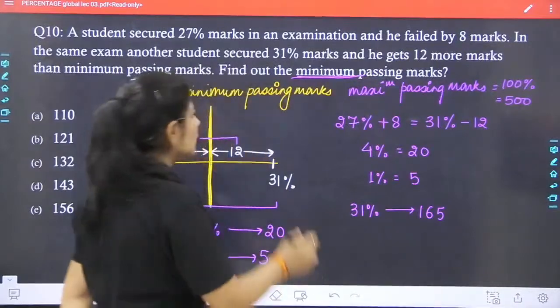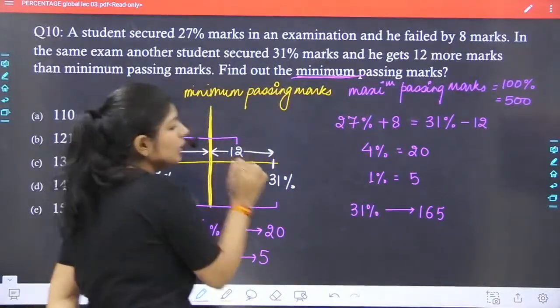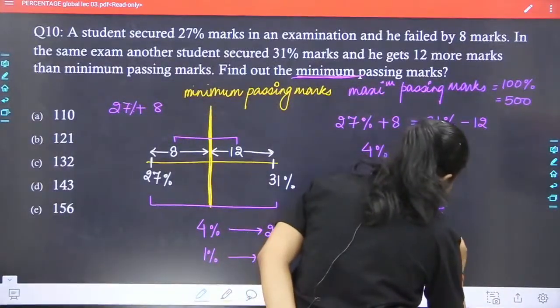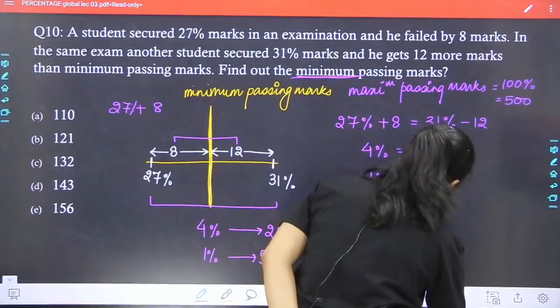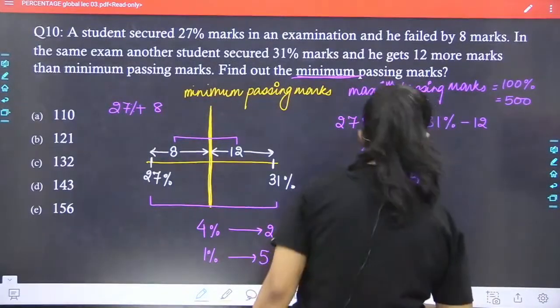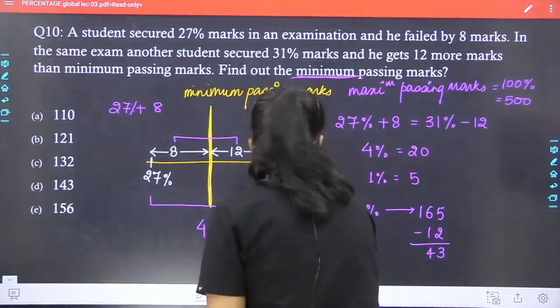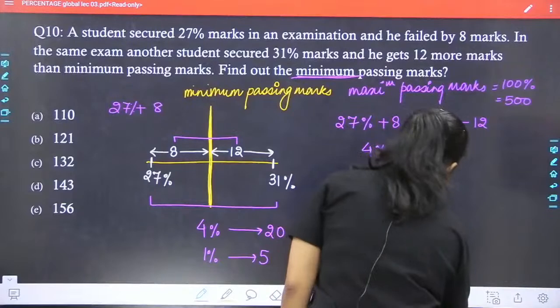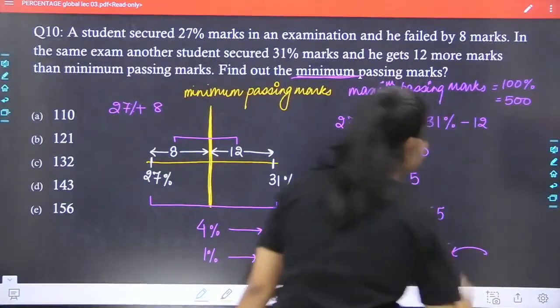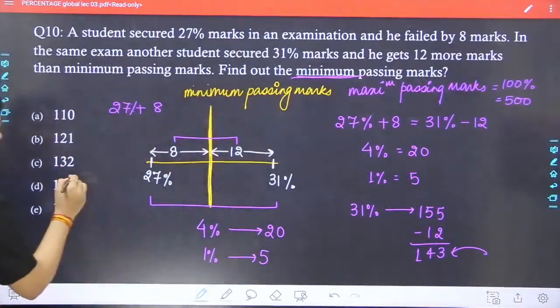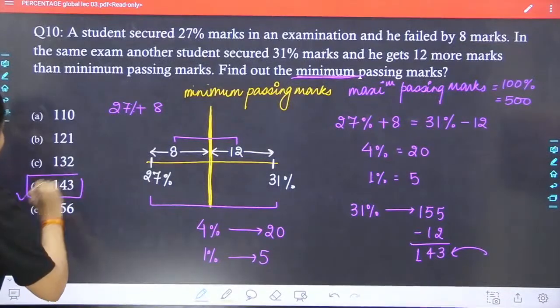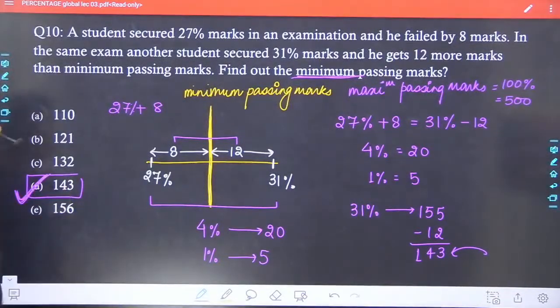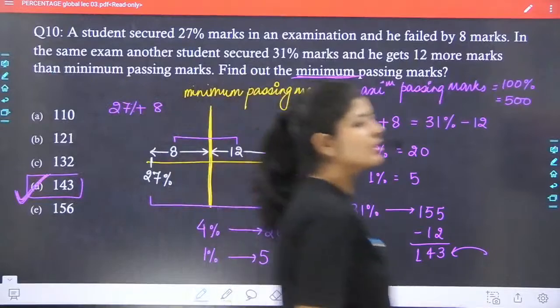Now I have to subtract 12 from this. Wait, it's 155. And I'll get 143 as my minimum passing marks. So the correct option over here is option number D.